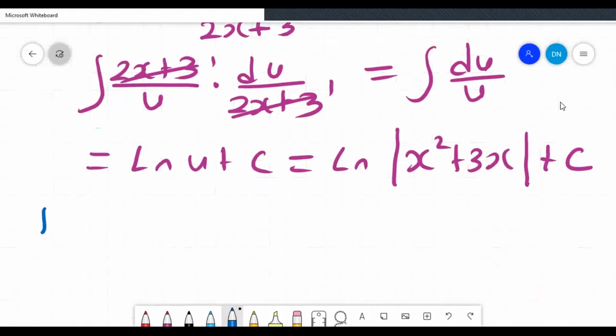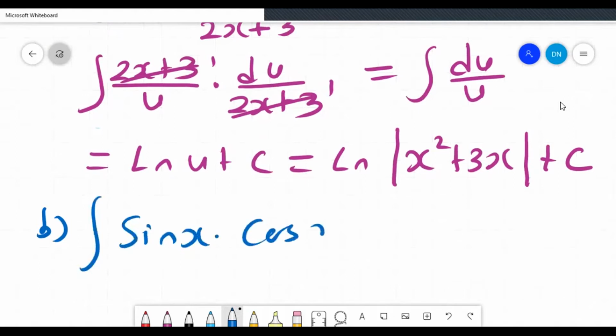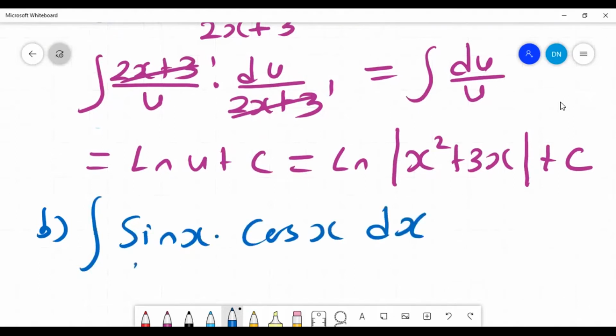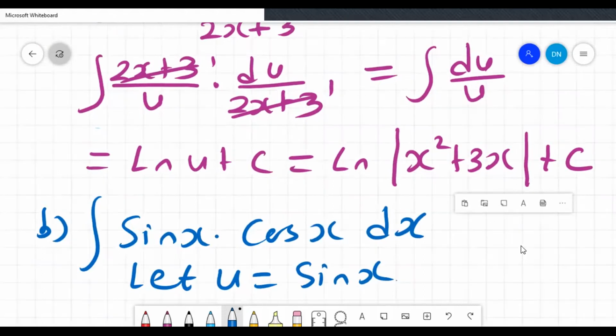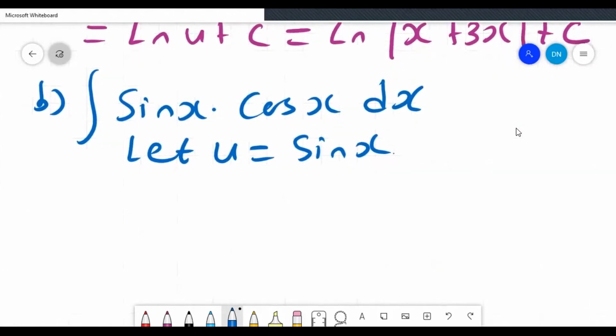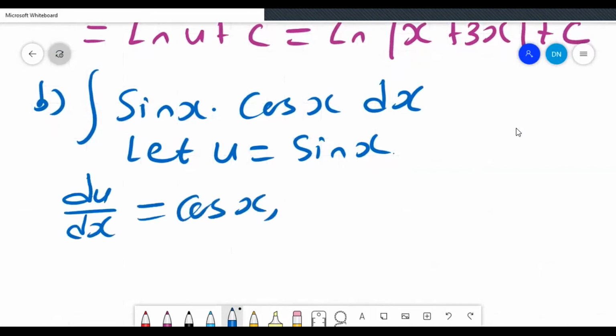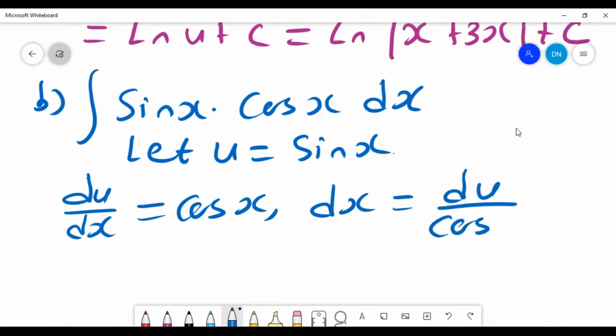The second form of equation that I have is the integral of sine x times cos x dx. How do I approach this? The approach is almost similar, just slightly different, where I let u equal sine x. So then I get the first derivative. What is du over dx of that? We know that the first derivative of sine x is cos x. So du over dx is equal to cos x. If I make dx the subject of the formula, it will be du over cos x.